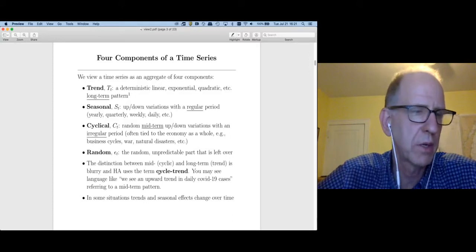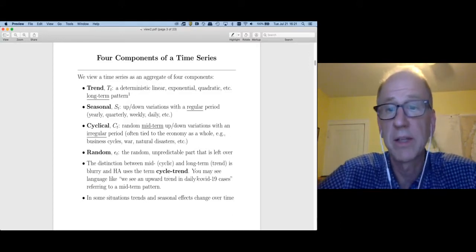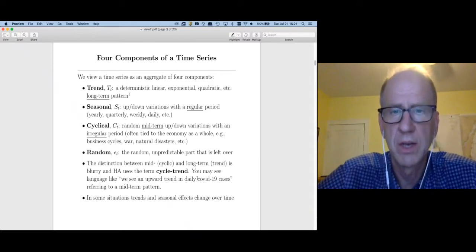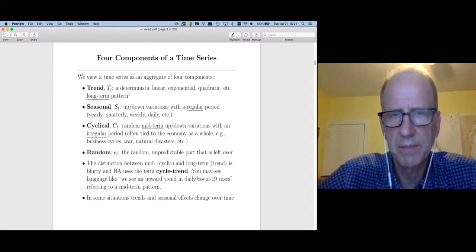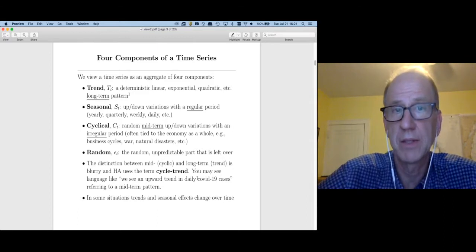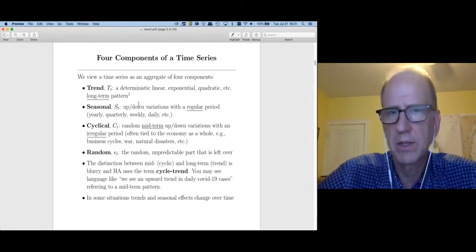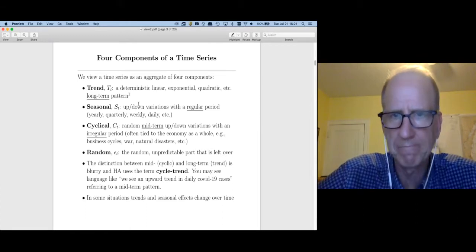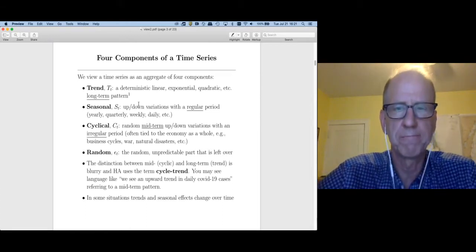So I just read an article yesterday that said we see an upward trend in daily COVID-19 cases. Okay, what they're really meaning here is that the line is going up right now, and that's kind of a midterm pattern. That's not this long-term deterministic pattern. So the language gets kind of sloppy between cyclical and trend, and just be aware of that.